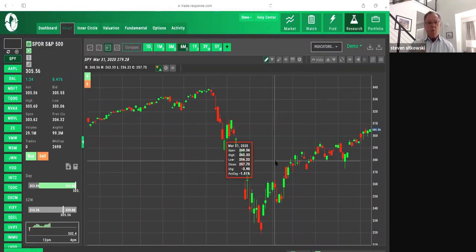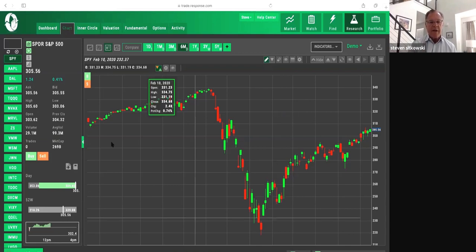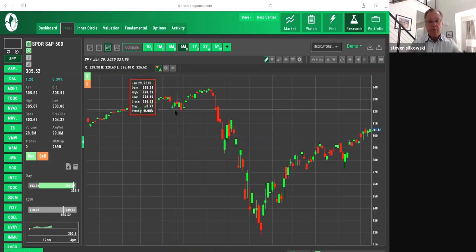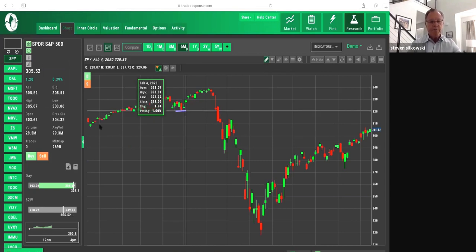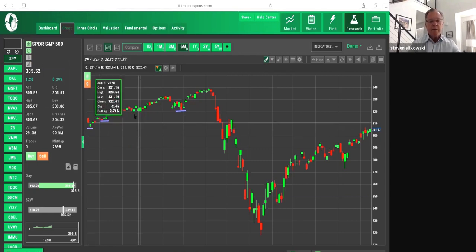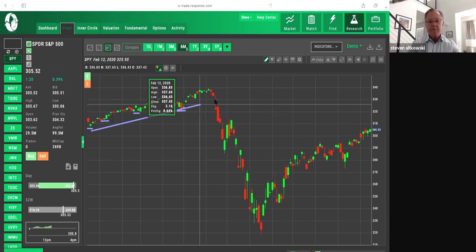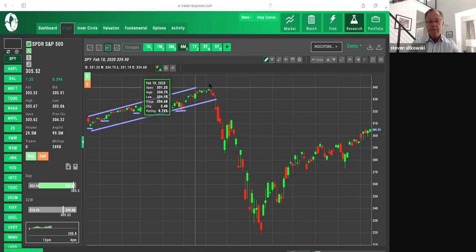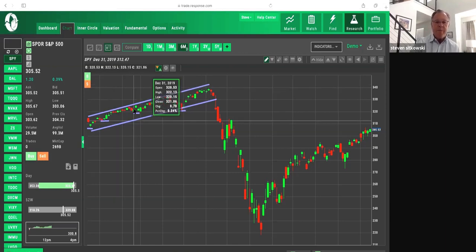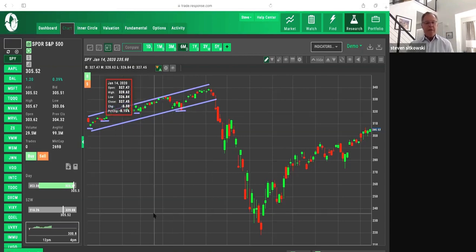So basically what we're looking to do is to connect lows and highs. So there was a low. See that little pivot point right here? There's a pivot point right here. There's one right here. So all I'm going to do is just connect the dots. Then I'm going to do it on the highs. Okay? So that was a channel representing support and resistance.